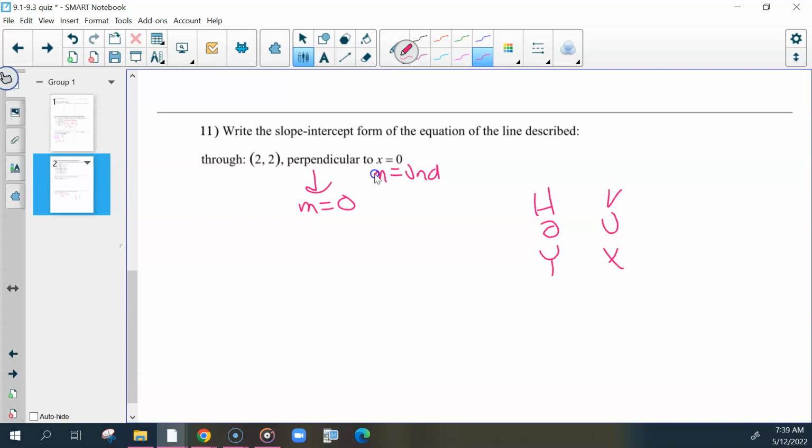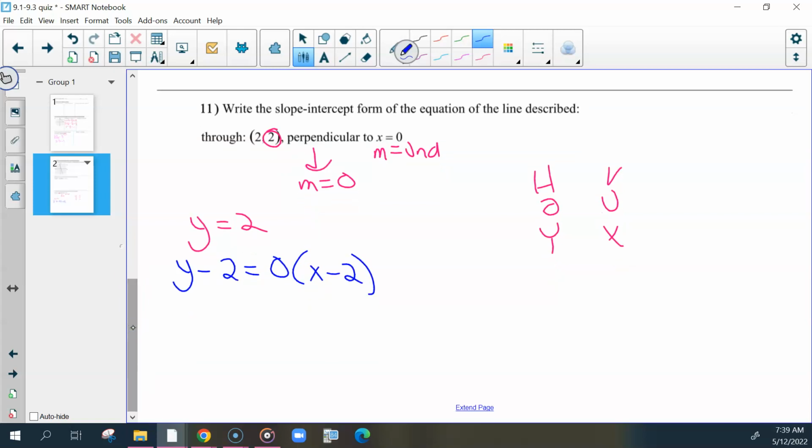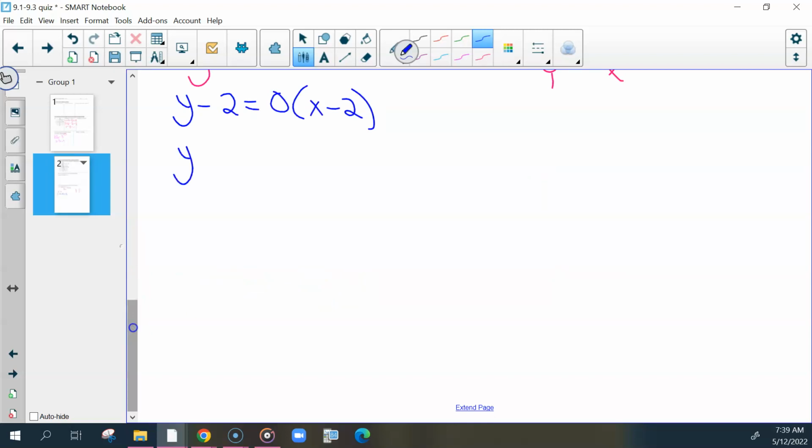So the slope we are now using is 0, so I need a y equals. So I could use this number since that's my y value and say that my equation is y equals 2. Or you could actually put it in the format y minus y1 equals my slope times x minus x1. But when I do this and distribute the 0, that just becomes 0. And then I would add 2.